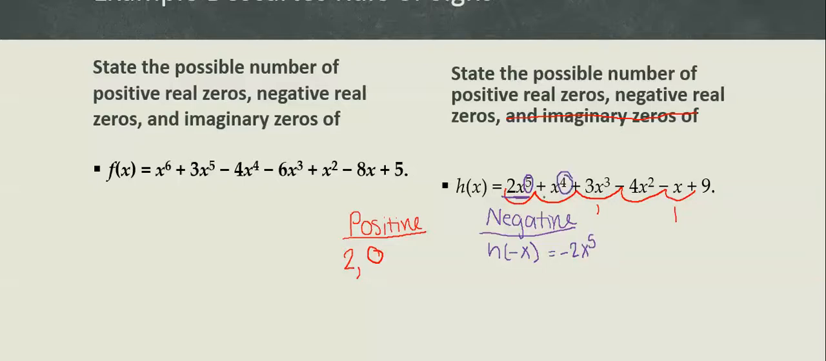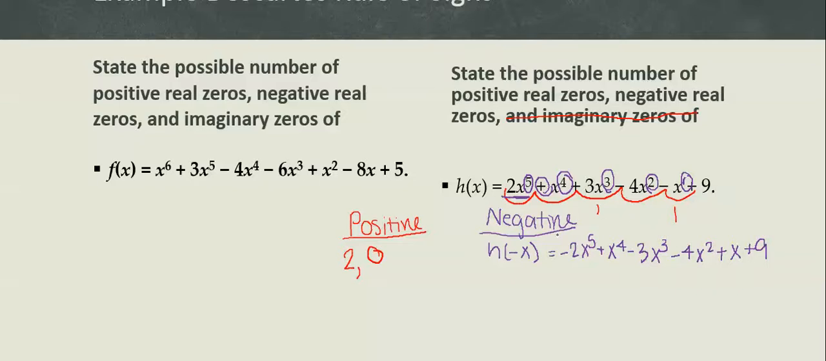4 is even, so we're going to leave this exactly the same. So it's going to be plus x to the 4th. 3 is odd, so now it's going to be negative 3x to the 3rd. 2 is even, so it's going to be negative 4x to the 2nd, so that stays the same. There's an imaginary 1 there. 1 is odd, so it's going to change to a positive x plus 9.